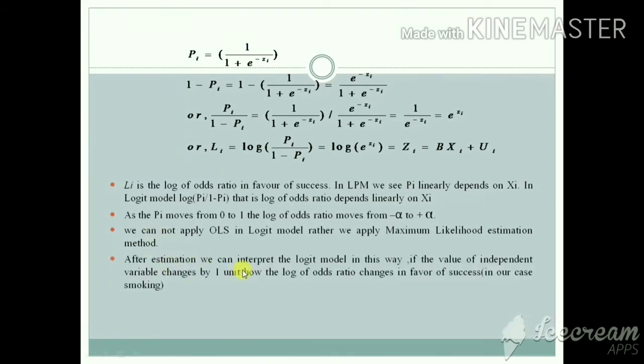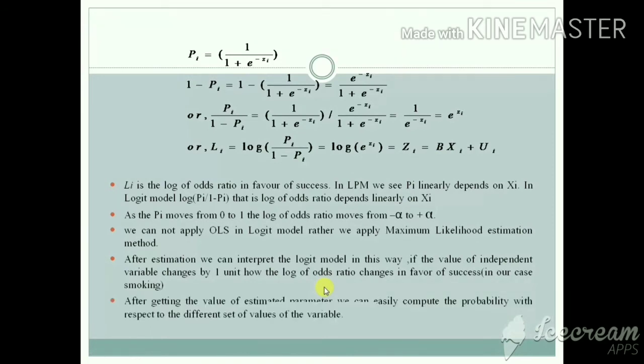So another important thing is how we can interpret this. After estimation, we can interpret the Logit model in this way: if the value of an independent variable changes by 1 unit, how does the log of the odds ratio change in favor of success? In our case, according to our example, smoking, we use the same data set that we had used for the linear probability model. Again, the question is how the log of odds ratio changes in favor of success with a 1 unit increase.